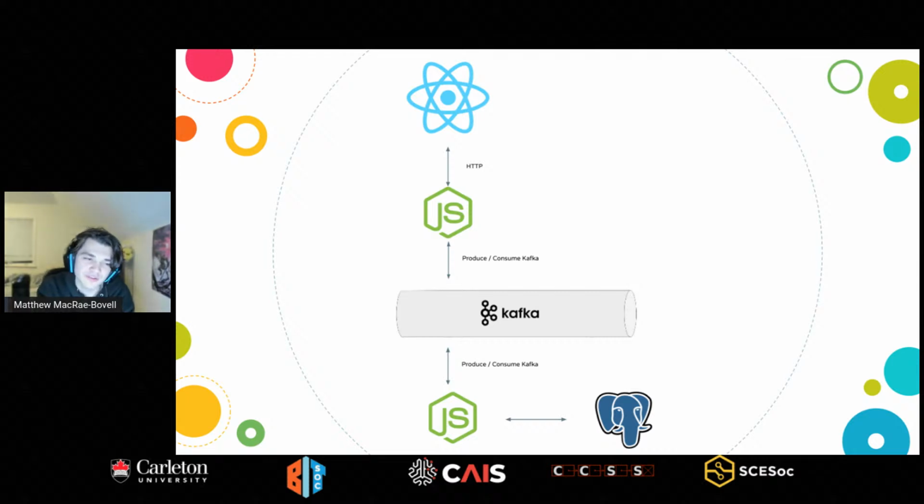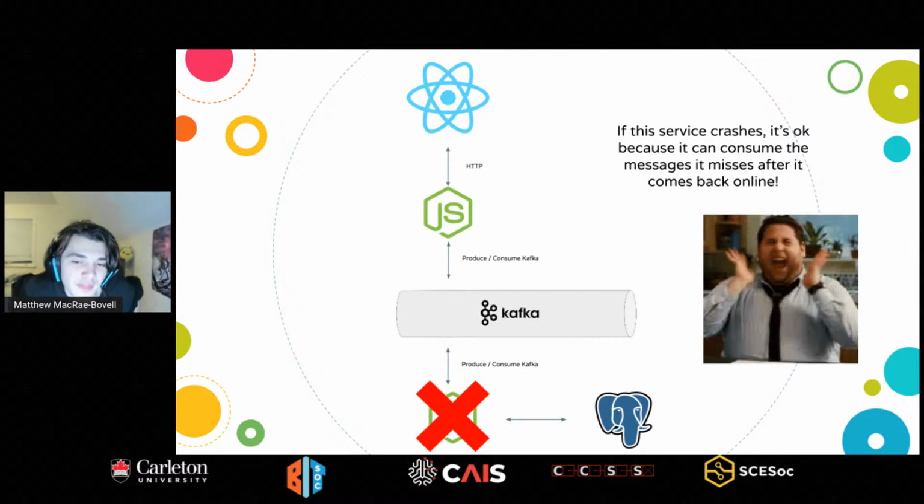Instead of directly hitting those services, we can have our first service send a message to Kafka. The reason that's important is that if the service that would have caused the break before dies, it doesn't matter, because when it turns back on, it can reconsume the messages from Kafka from when it was gone.